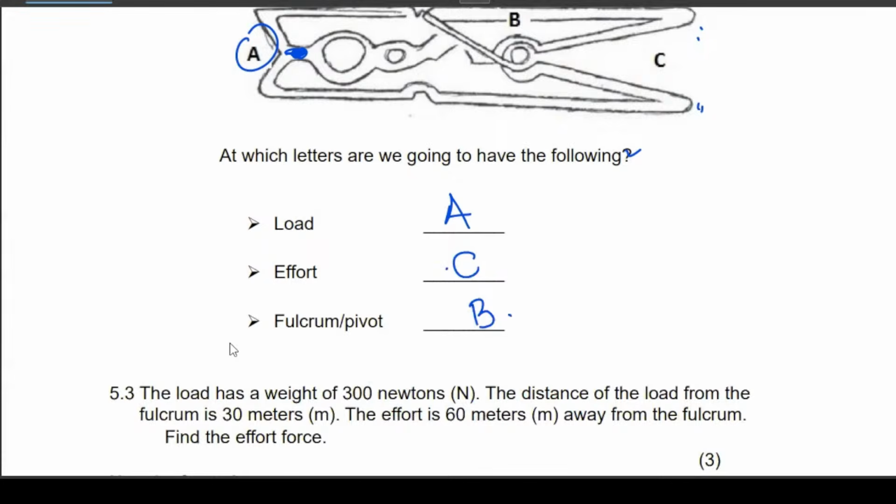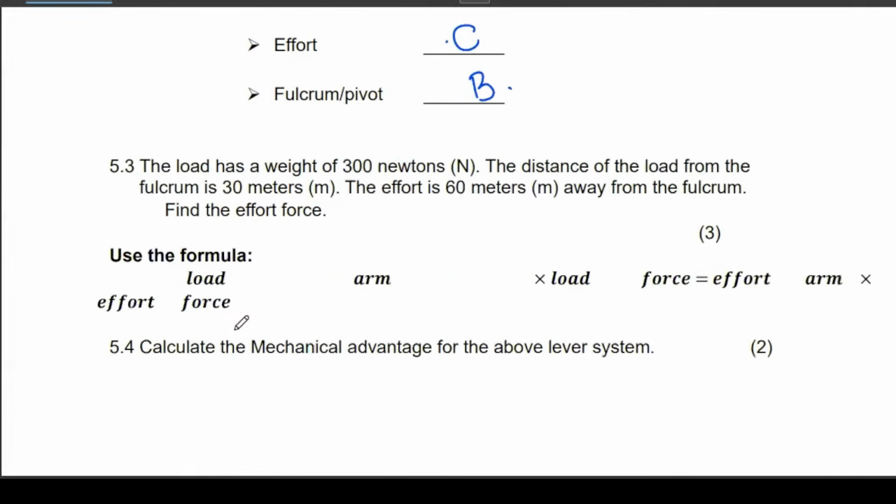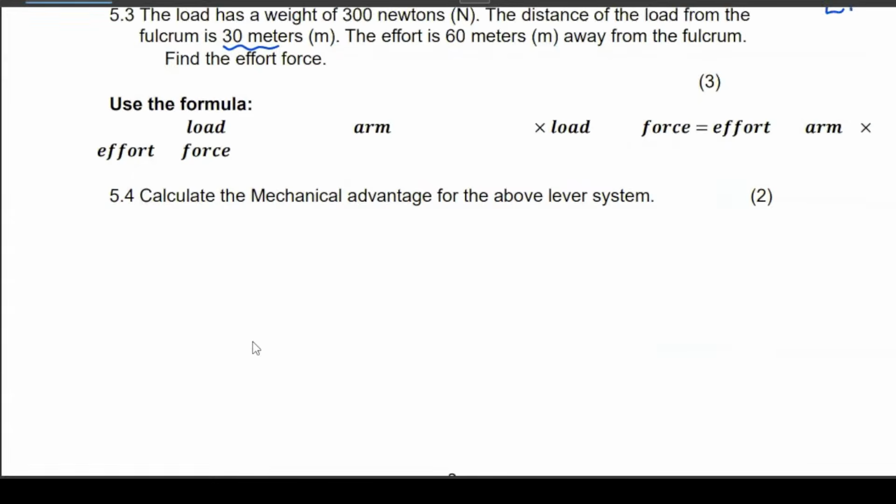All right, then 5.3. If we have the load of 300 newtons, and the distance of the load from the fulcrum is 30 meters. Okay, so the load is 300, and then the load distance is 30. And then the effort is 60 meters away. So the effort distance is 60 meters. They want us to find what? The effort force.